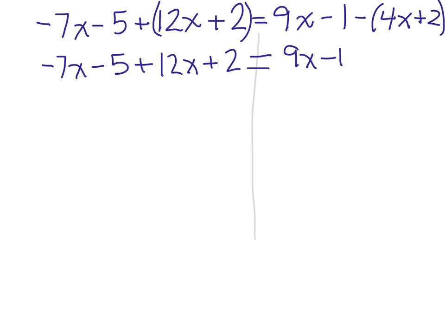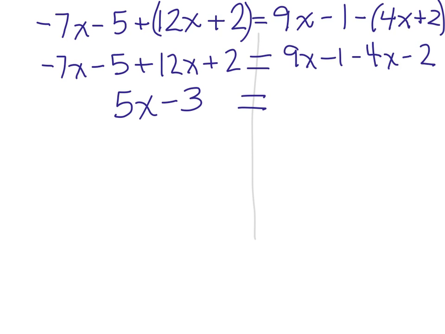So the opposite of 4x when flipped is a negative 4x, and my positive 2 when flipped, the opposite of that 2 becomes negative 2. On the left-hand side, I have negative 7x and 12x. That leaves me with positive 5x. And negative 5 plus 2 leaves me with negative 3.